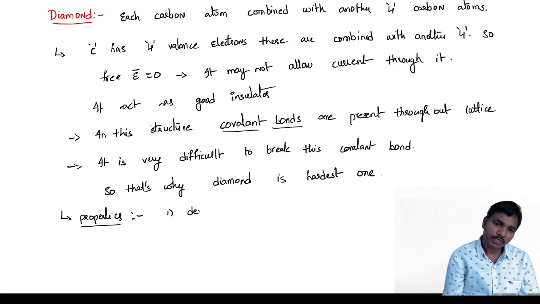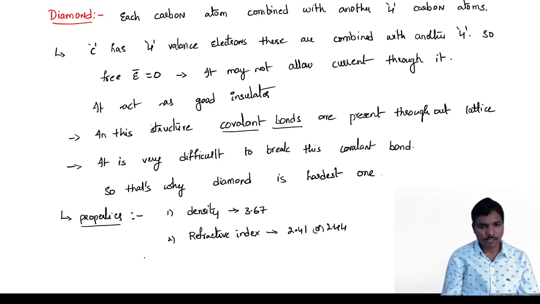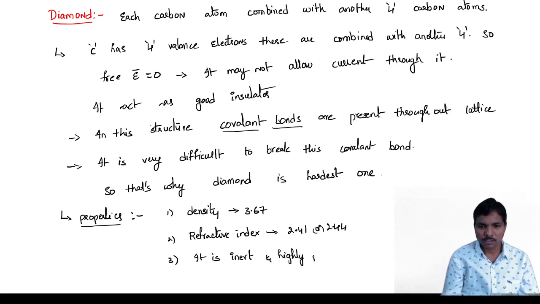Those are, its density is very high. Density is 3.67, and its refractive index is 2.41 or 2.44. Okay, and it is inert and poisonous. It is inert. Inert means it may not participate in the chemical reaction, and it is highly poisonous.